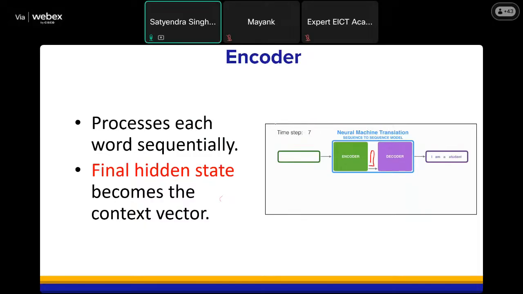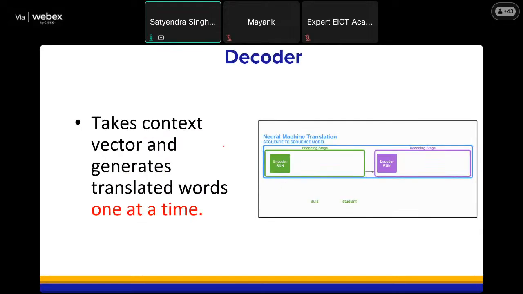The encoder processes each word sequentially. This is important. It generates one hidden state which it gives to the next RNN unit, and towards the end, the last hidden state is basically your context which is given to the decoder. Why I have emphasized this terminology, we'll see later on.